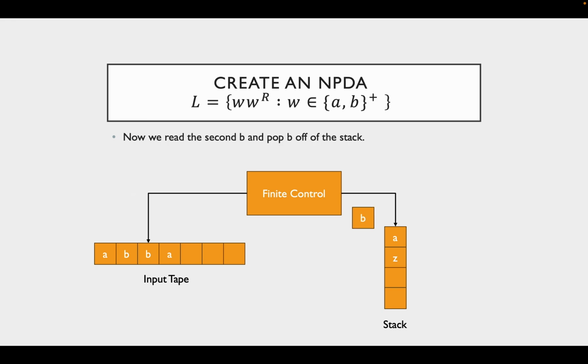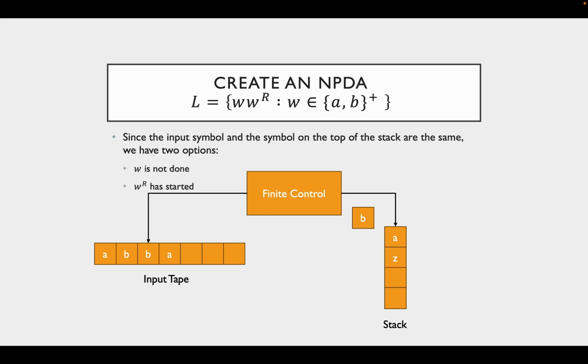Now we read our third letter, which is our second B, and we pop B off the stack. This is when we have two options. Since the input symbol and the symbol on the top of the stack are the same, we have the following two options. Either W is not done, and so this is part of the word, or WR has started, and so this is the beginning of the reverse of the word.